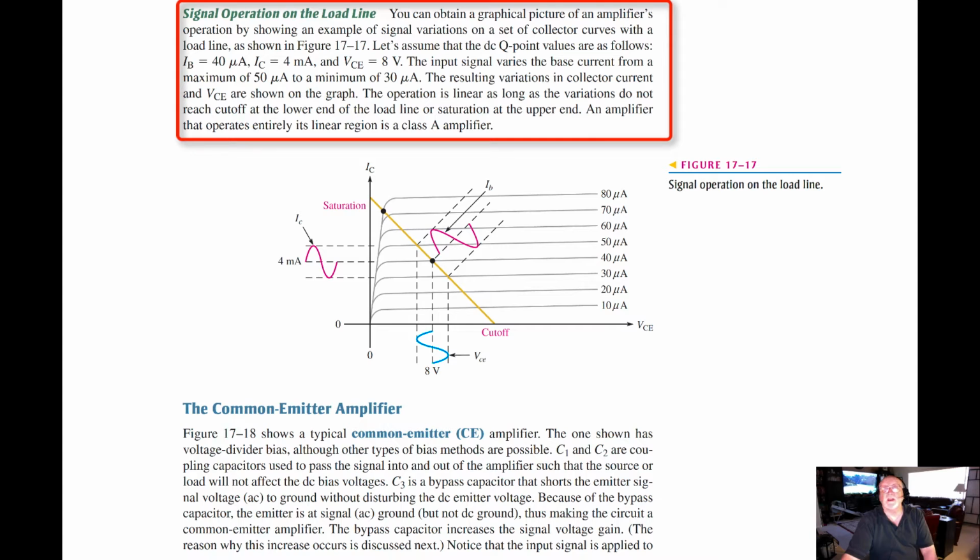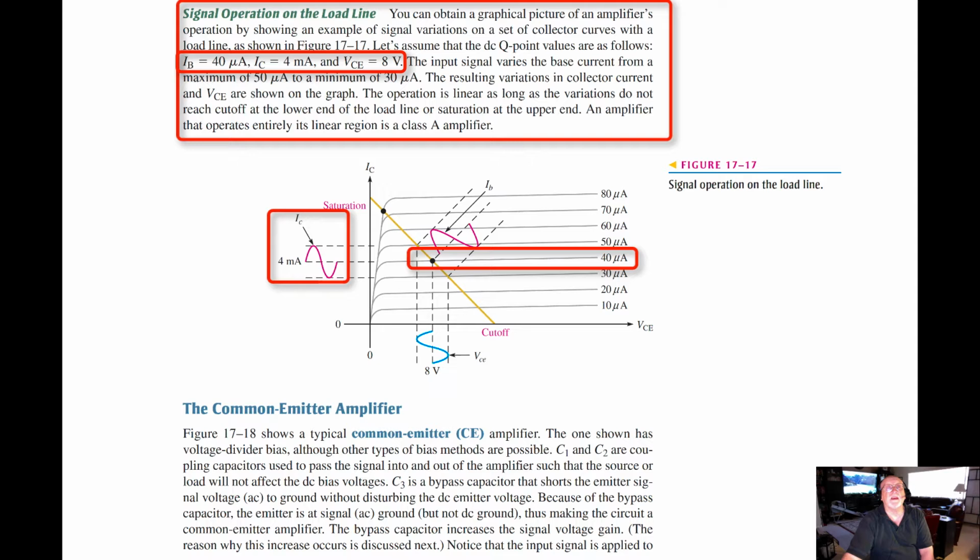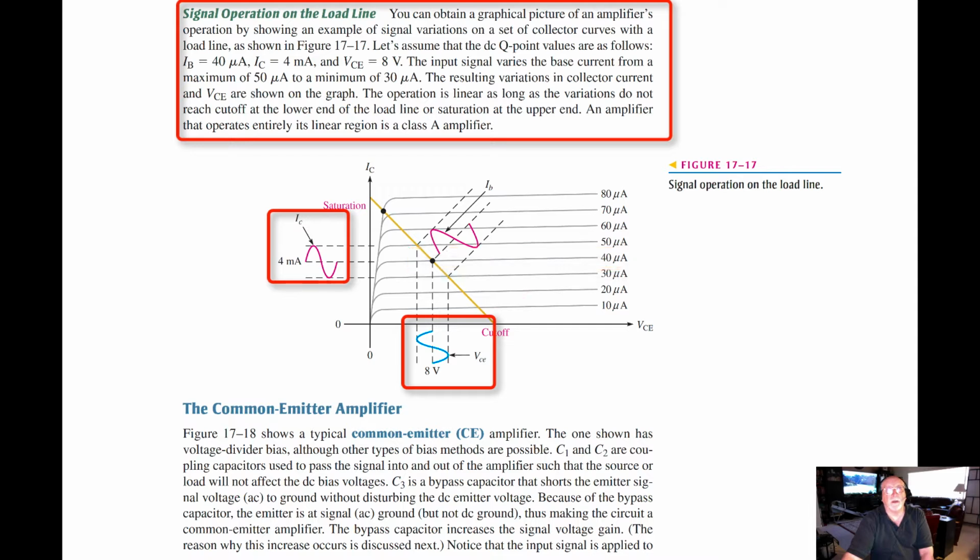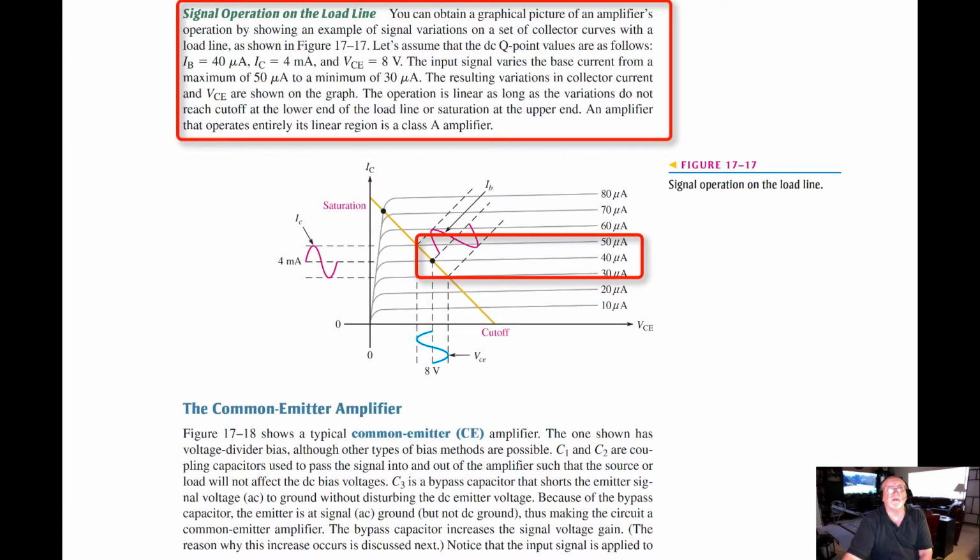Let's assume that the DC Q point values are as follows. So we're going to choose the base current at 40 microamps, the collector current at 4 milliamps, and VCE, the voltage drop between the collector and the emitter, at 8 volts. The input signal varies the base current from a maximum of 50 microamps to a minimum of 30 microamps. The resulting variations in collector current and the voltage drop VCE are shown in the graph.